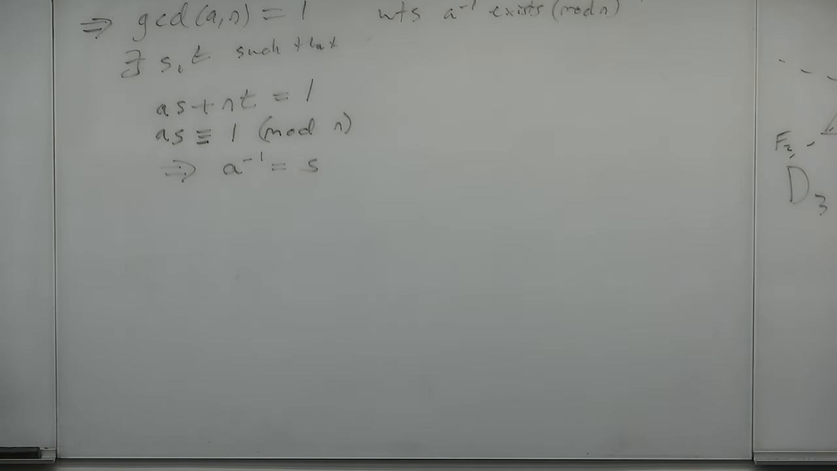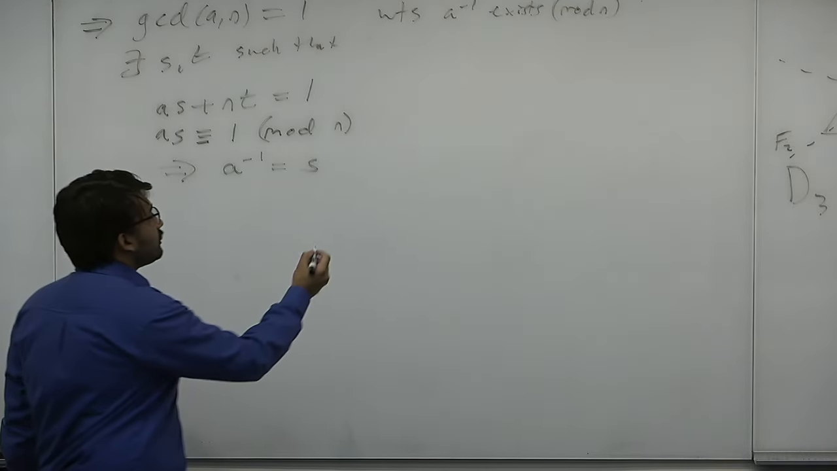A inverse is just S mod N. Okay, so A inverse exists. Questions on the first direction of the proof? Are we convinced? Would that be S mod N, or can we just leave it as S? Let's mod it, yes.